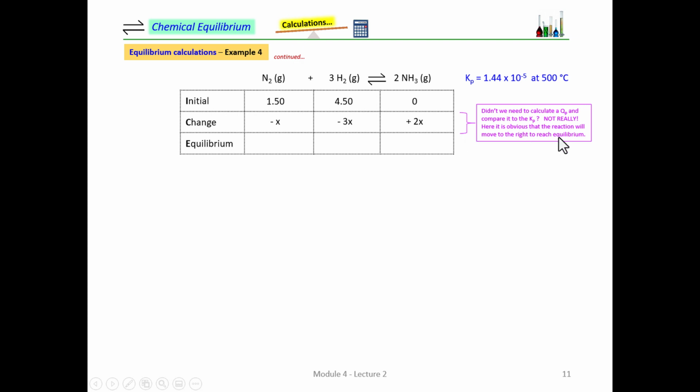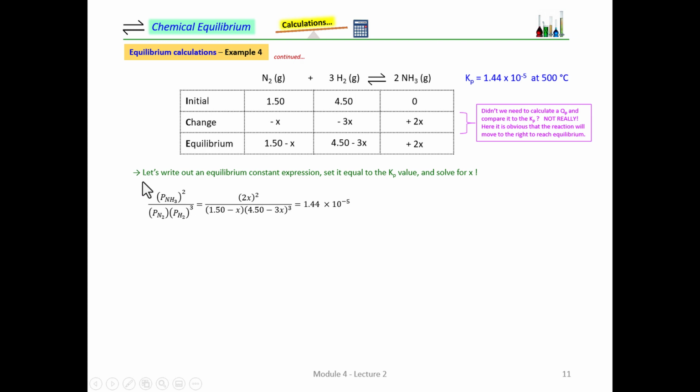So we don't need to calculate a value for Qc or Qp, as it would be here, because we know which way this is going to go to reach equilibrium. We fill out our equilibrium row, and then we write out an equilibrium constant expression and set it equal to the Kp value and solve for x. So our equilibrium constant expression here in terms of partial pressures would be the partial pressure of ammonia at equilibrium squared divided by the partial pressure of nitrogen at equilibrium times the partial pressure of hydrogen at equilibrium cubed, because of the 3 in front of the hydrogen here.